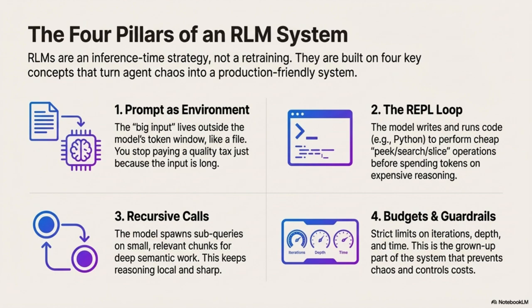Which is why the fourth pillar they emphasize, budgets, is absolutely essential. Right. This is the grown-up part of the system. Definitely. Budgets, max depth, iterations, timeouts, caching, that's what makes an RLM production ready, not just some academic curiosity. Without those, you're running a stochastic process that could, as the source Riley puts it, spend your credit card on endless self-reflection. You need those guardrails.